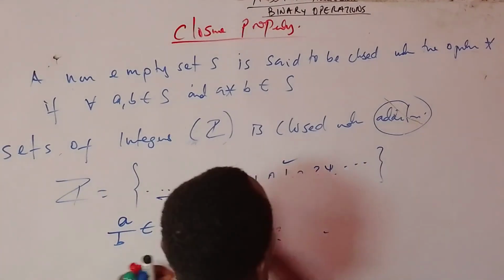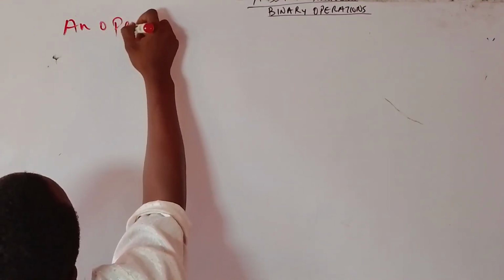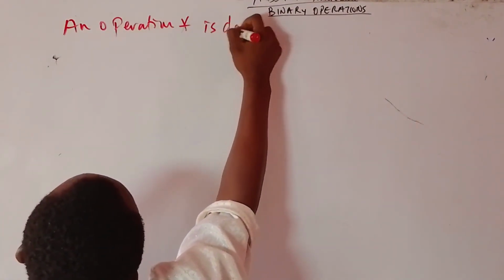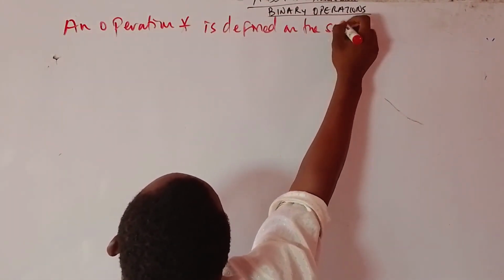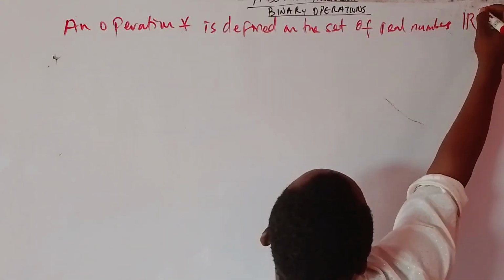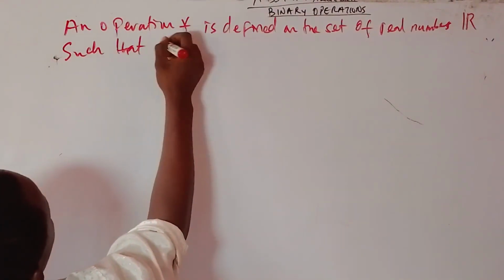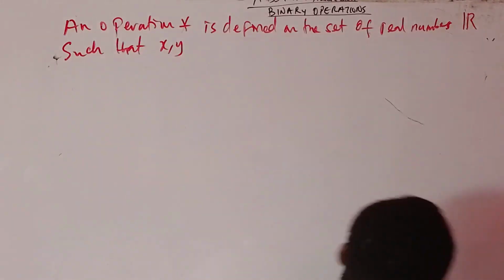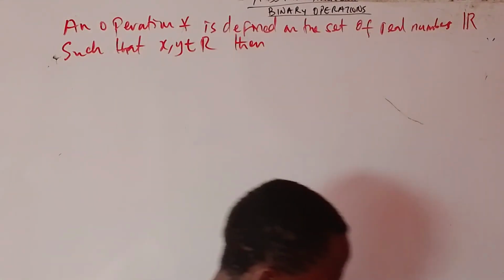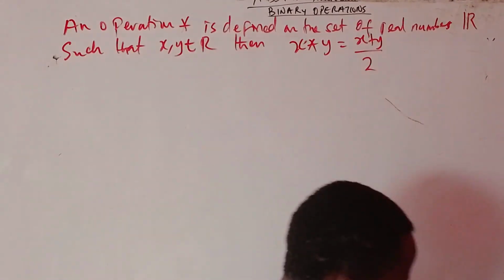Let's do this example. An operation asterisk is defined on the set of real numbers such that if x, y is a member of R, then x asterisk y is equal to x plus y over 2.